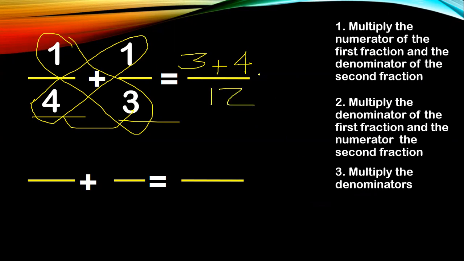And then do the operation. That is 3 plus 4 and that is 7. And then the denominator is 12. Therefore, 1/4 plus 1/3 is 7/12.